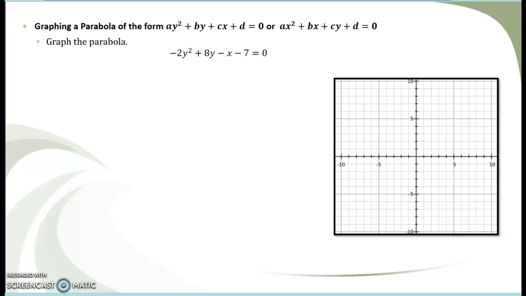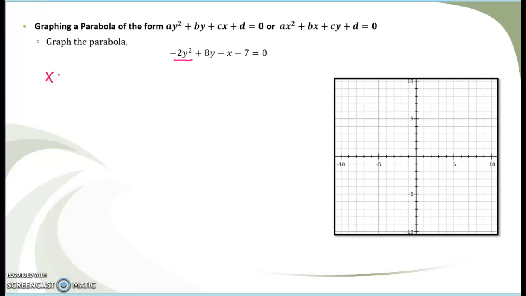Hey everybody, in this video we'll talk about graphing a parabola of the form ay^2 + by + cx + d = 0 or ax^2 + bx + cy + d = 0. So here we have two different options, and I see first off that I have a y squared term here in this problem. So I'm going to first just take care of my y's, but I'm going to add x to both sides.